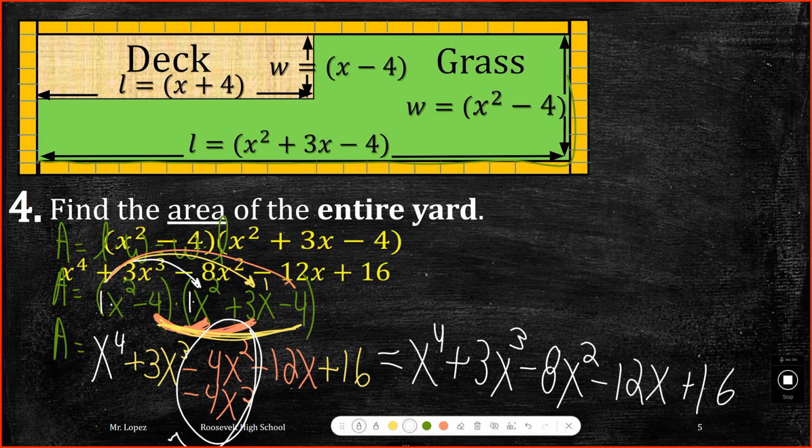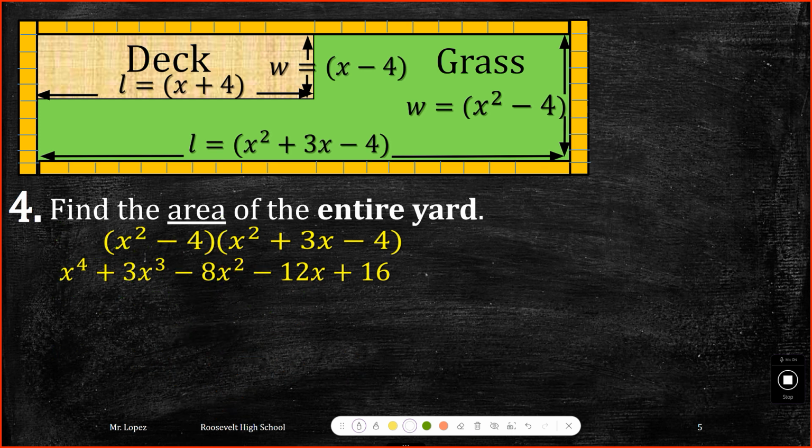And we're done for today. Let's see. X to the 4th plus 3x cubed minus 8x squared minus 12x plus 16. And we are done for today.